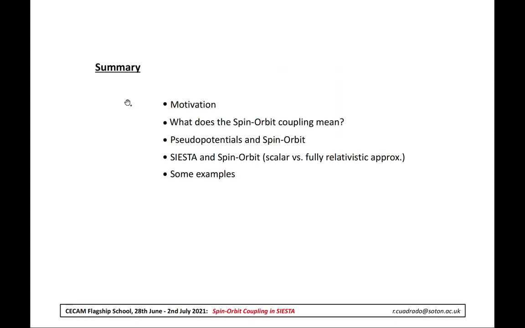Firstly, I will give you a brief motivation about why the use of the spin-orbit in your DFT calculations is important. I will define what it means and how it is possible to include the spin-orbit in SIESTA by means of the pseudo-potential approximation. I will also summarize what the scalar relativistic means compared to a fully relativistic calculation. And finally, I will show you one example of what we can obtain with it.